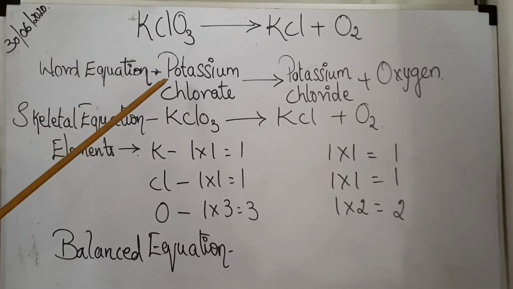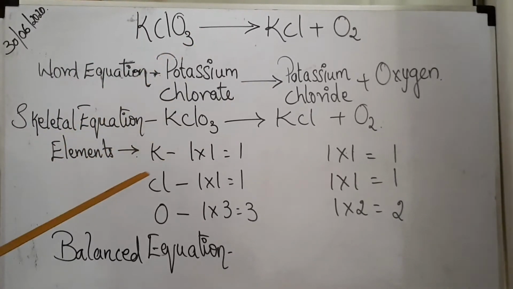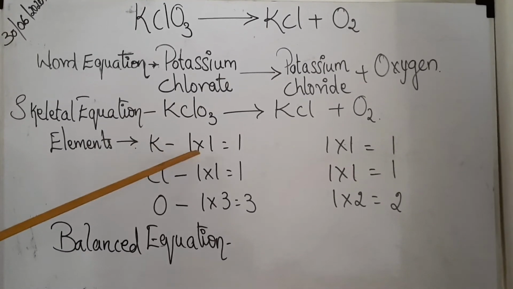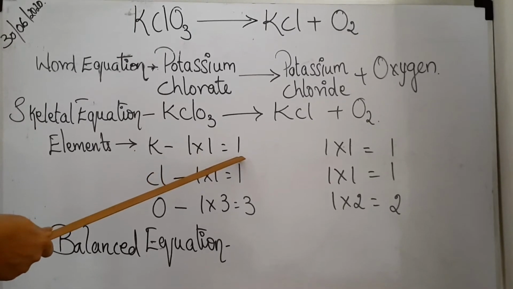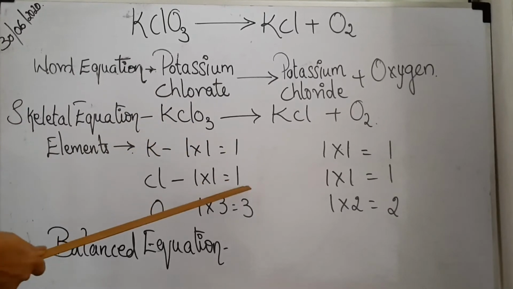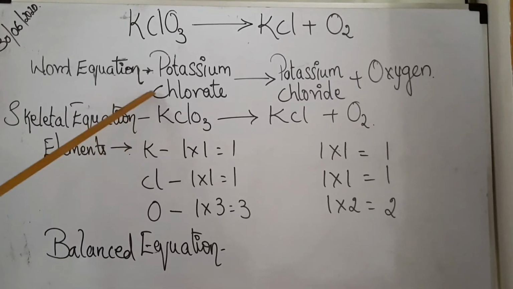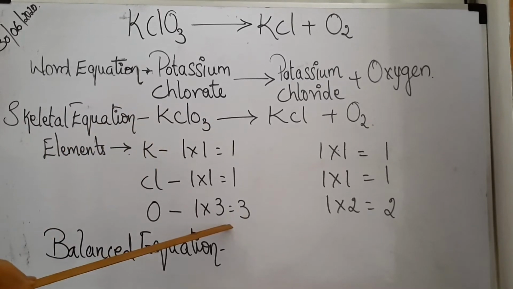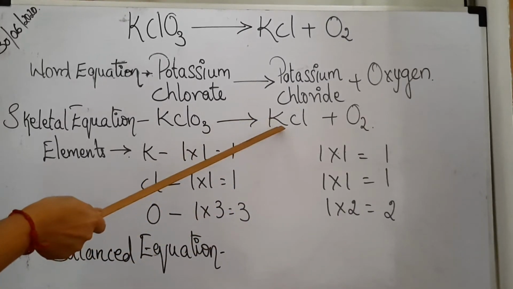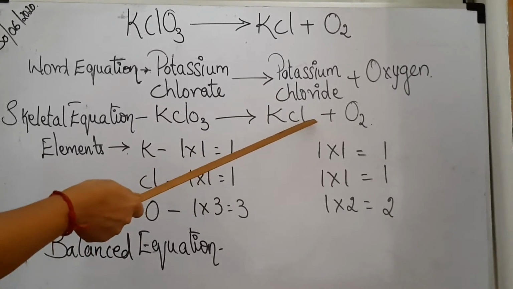Now shall we see how we will balance it? So we have written the word equation. Then the skeletal equation is very easy. Then elements. What will you write? First, potassium. 1 into 1 is equal to 1. Chlorine also 1 into 1 is equal to 1. Next, oxygen. How many are there? Here we assume there is 1. 1 into 3 is equal to 3. Now, come to the product side. 1 into 1 is equal to 1. 1 into 1 chlorine, 1.